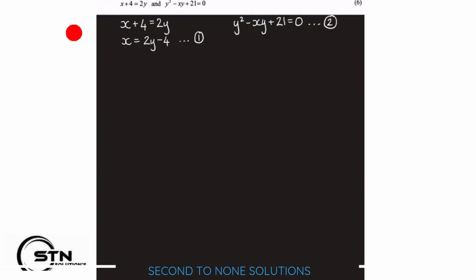So I am now going to substitute 1 into 2. And that's why we say what we're doing or label it, because then everybody knows exactly what we're doing. So we're replacing all of the x's with 2y minus 4. And now we're going to multiply it out.